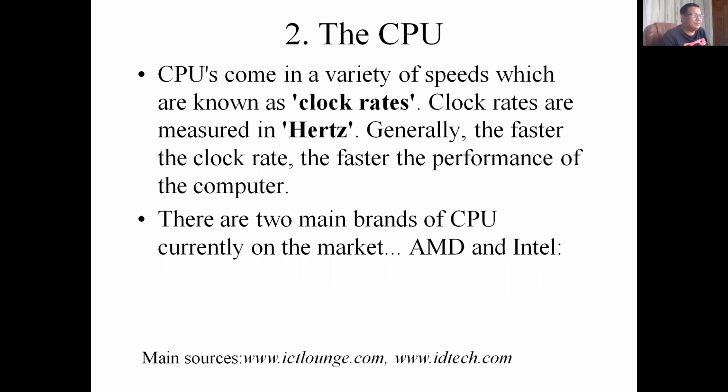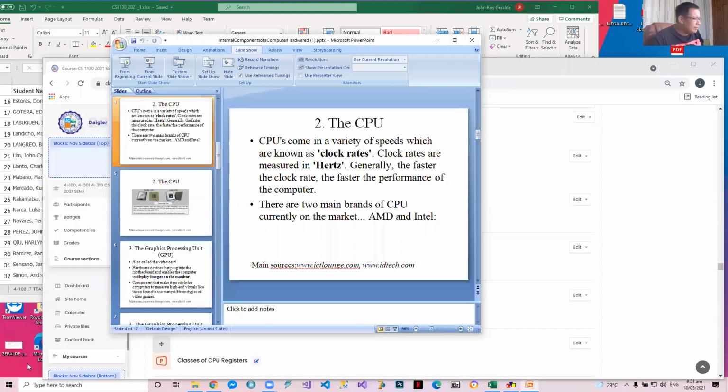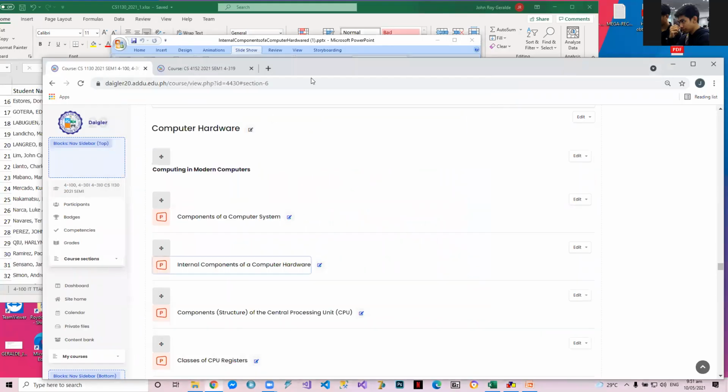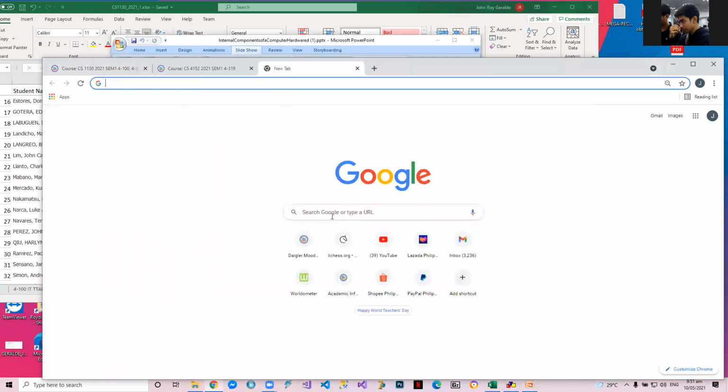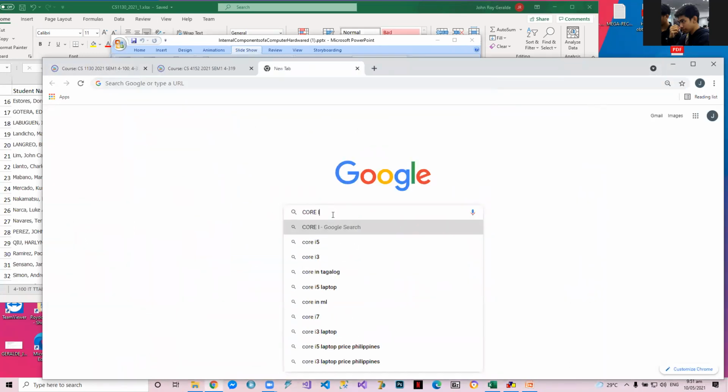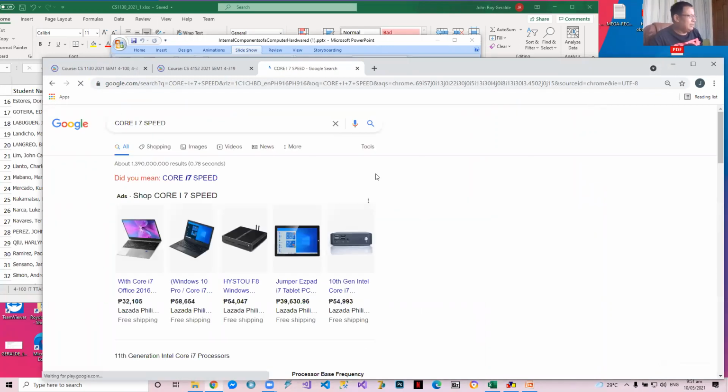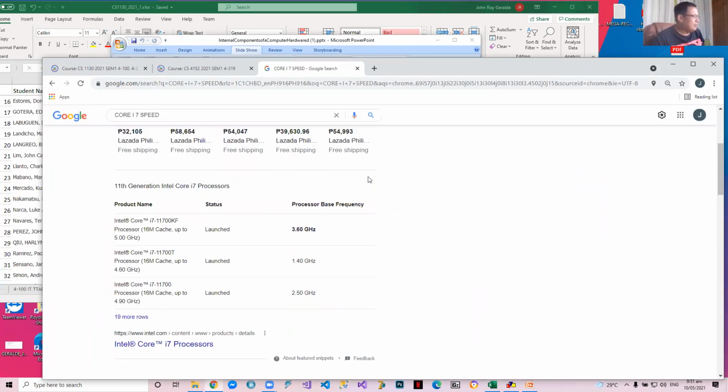CPUs come in a variety of speeds. It's called clock hertz. Now, the bigger the hertz, the faster the CPU. The modern Core i7 can come in 3.7. Is 3.7 the fastest? Core i7 speed ranges around 3.6 gigahertz. Giga is billion. Do you follow?